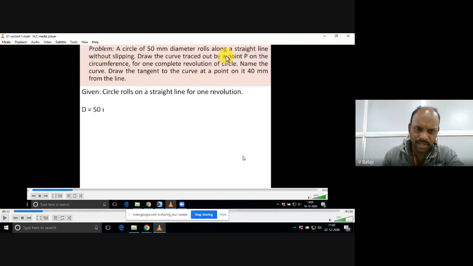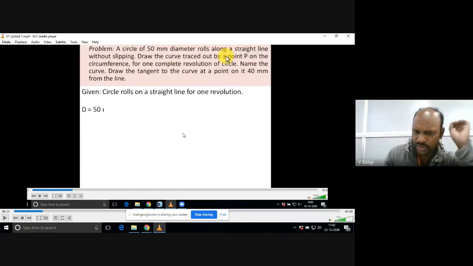The introduction of this particular topic is: if you take a cycle wheel, it is rolling on a straight ground. What happens if you take any fixed point on the cycle wheel? The point will move from place to place, right, during different intervals of time. The path traced by that fixed point of the cycle wheel or circle, we call that curve a cycloid, simple cycloid. The path is a straight ground.